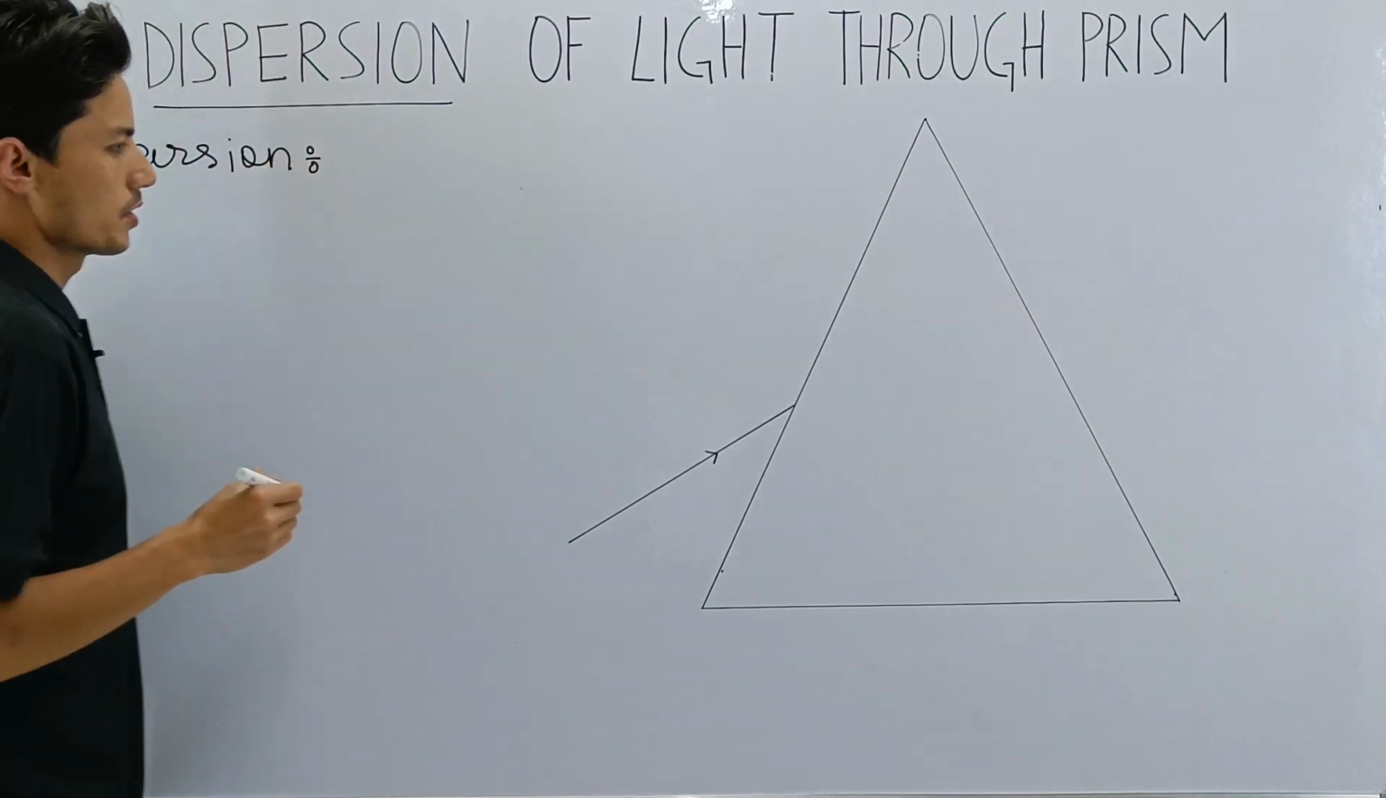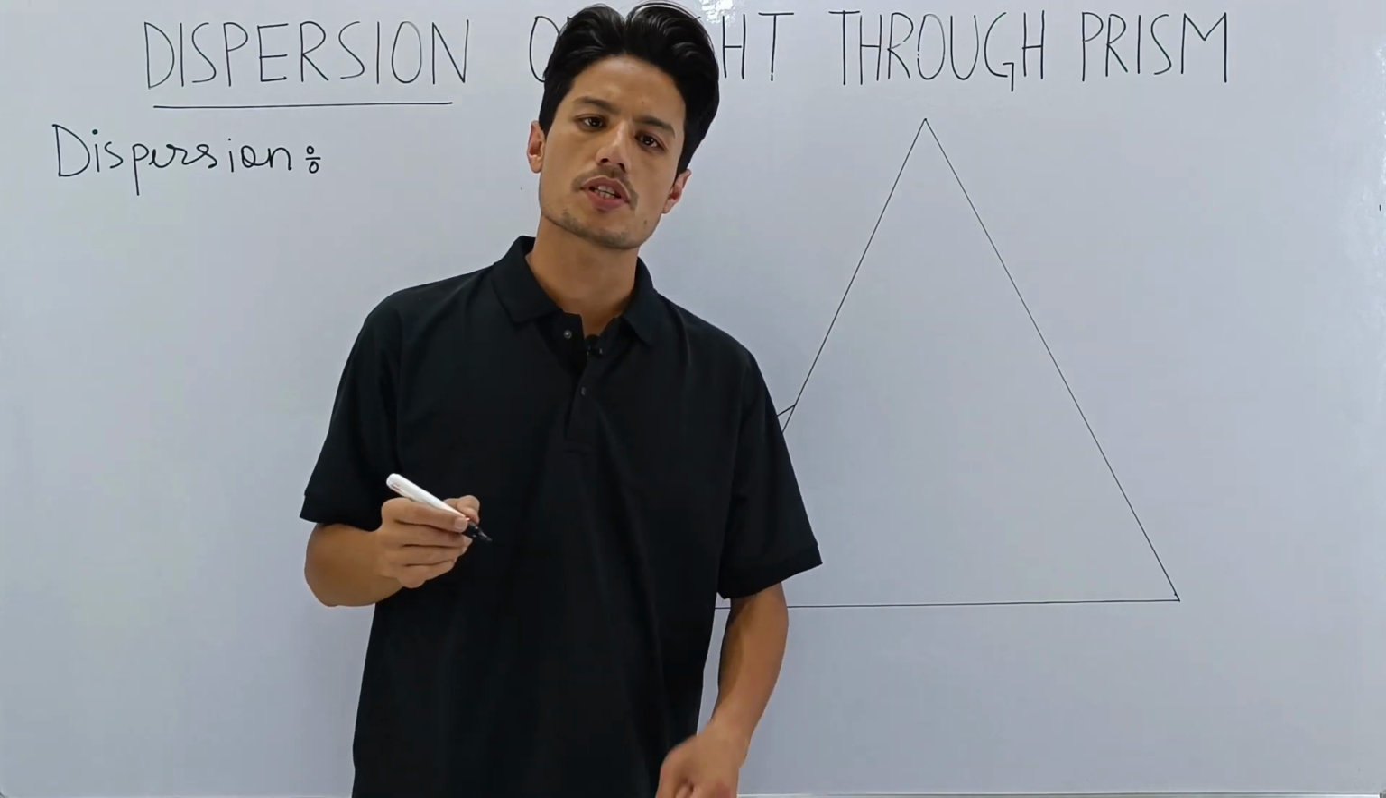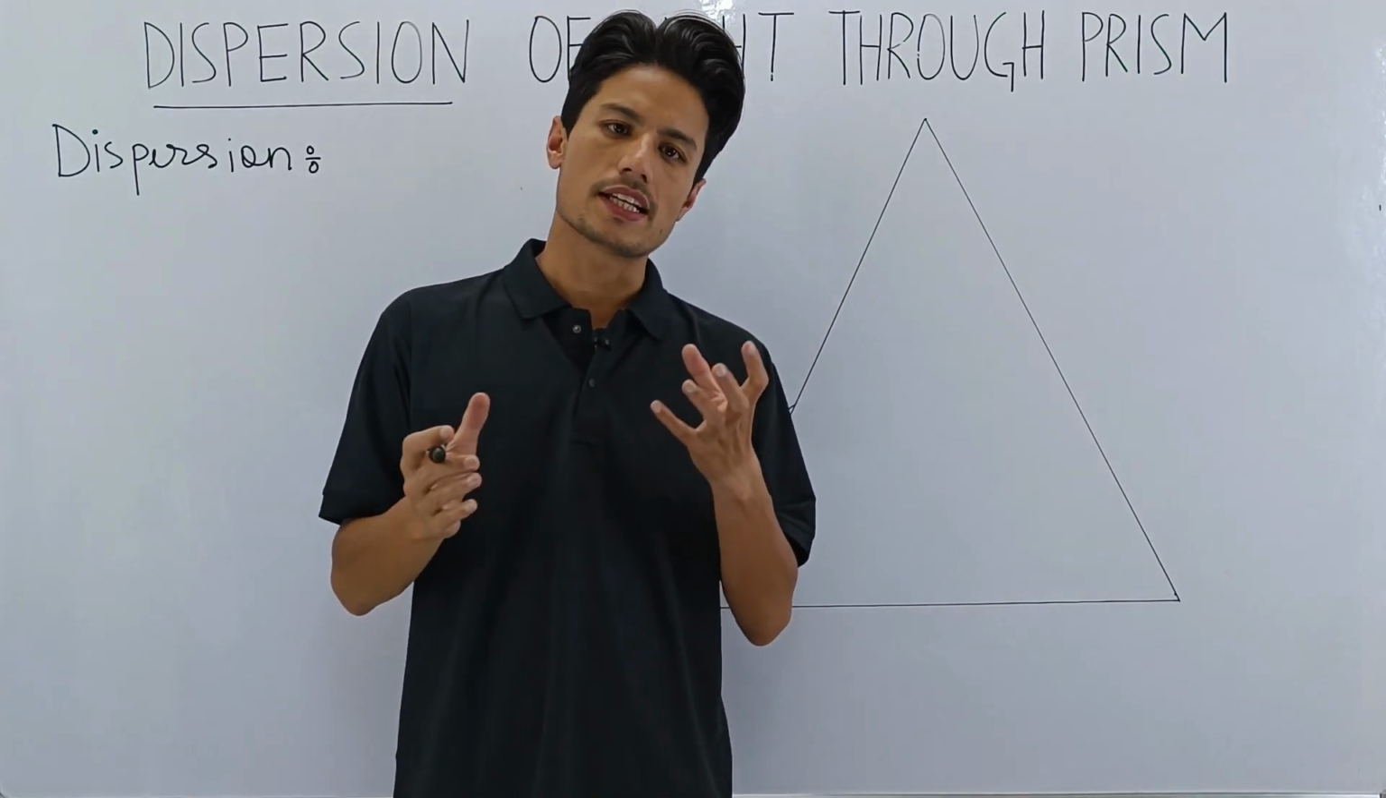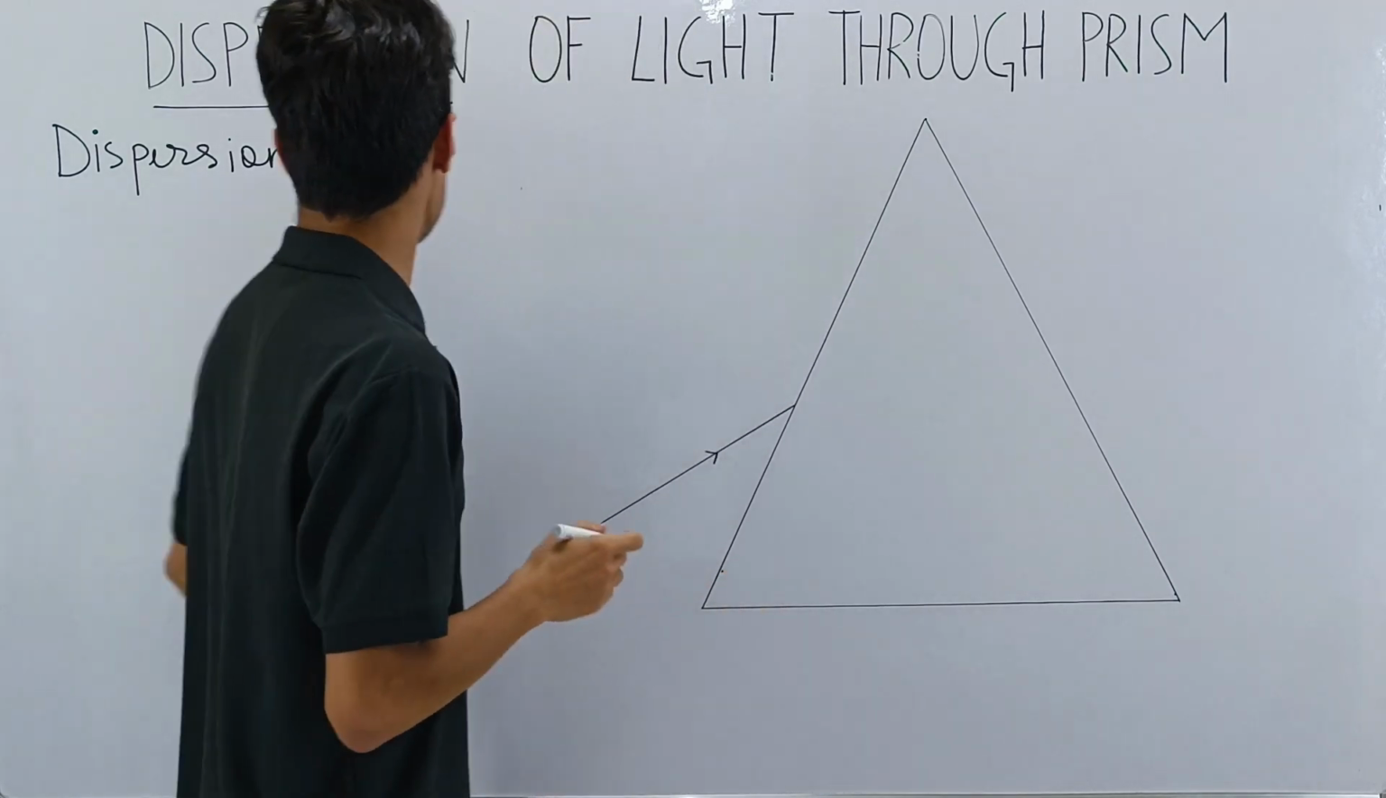So what is dispersion? The phenomenon of dispersion is the splitting of white light into its constituent 7 colors.